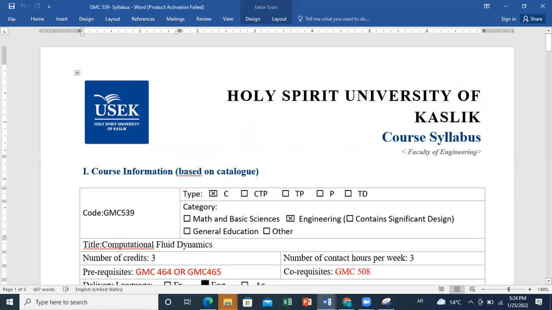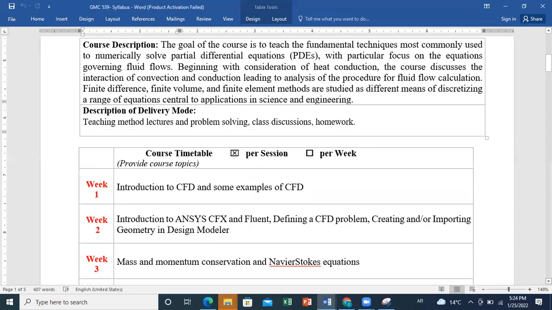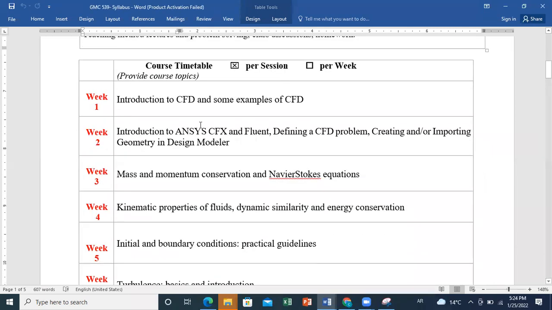So we will start, within the first weeks, with an introduction to the course. First, we'll introduce what is CFD, what is computational fluid dynamics, and we'll give some engineering applications of CFD. Then, to be familiar with software that can be used, we'll introduce ANSYS Fluent. I will give you a certain problem and we'll use this problem to learn how to use the software.